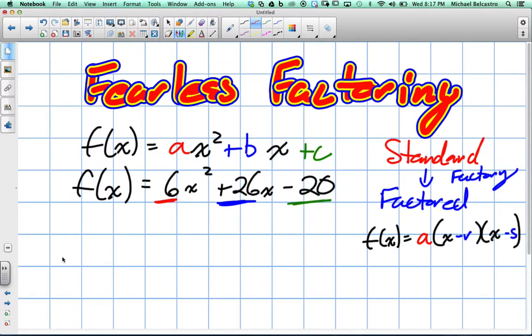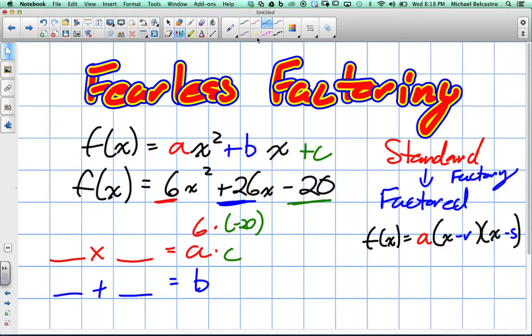We need to find two values that multiply to the coefficients multiplied by each other. Do you know which two? 6 and negative 20. Yeah, and what letters are those? A and C. Yeah, we need to find the A times the C, okay? And these same two numbers need to add up to what letter? B, to our B term. Good, you're 100% right. Our A was our 6, our C is our negative 20, and our B was just 26.